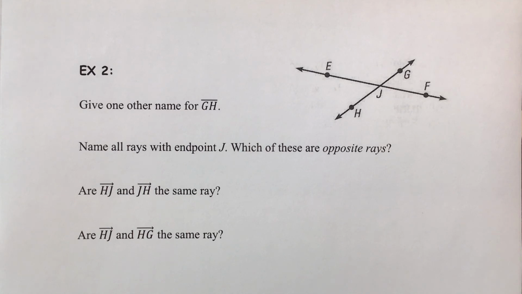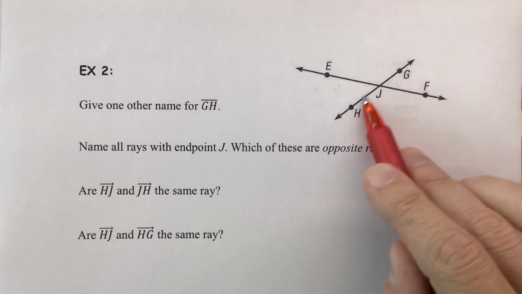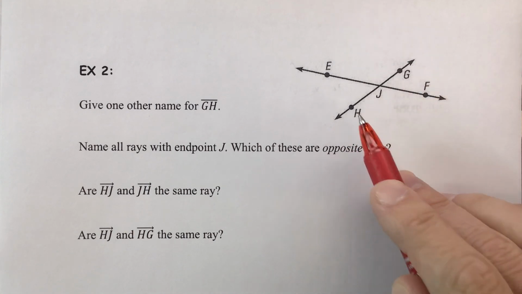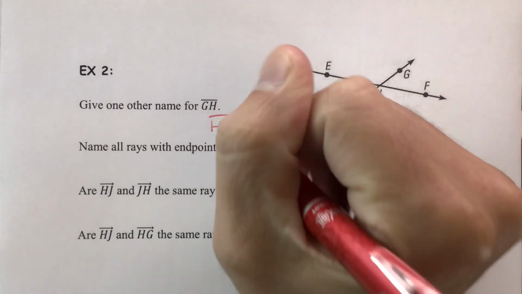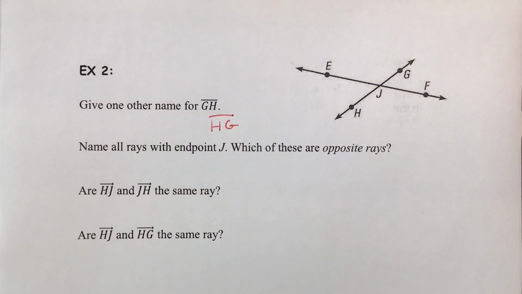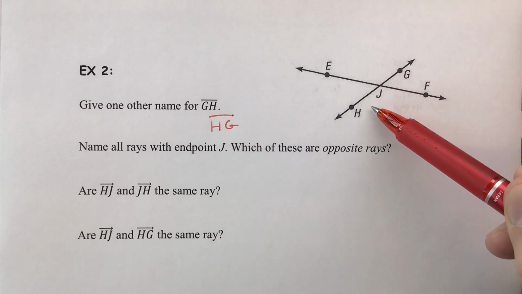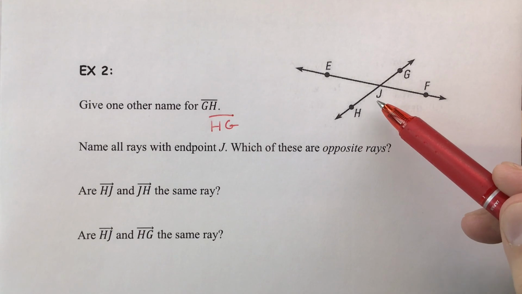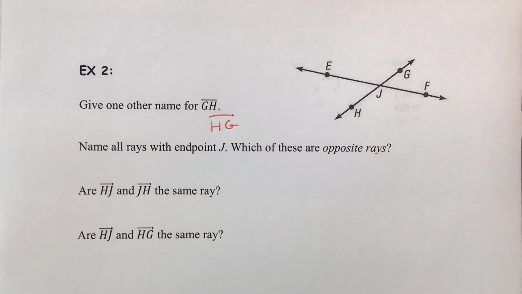First problem, give one other name for line segment GH. So here is GH. We got a little line segment there. That means that the endpoints are defined as G and also H. So your alternative way of writing that one would be HG. And that would be the only way that you could do that. You're going to notice that point J is on that segment. You can't use J as one of the points that you're going to use to name it, because J is not an endpoint. It actually has to be the endpoints. So for segments, you get 2 different ways that you could name them.